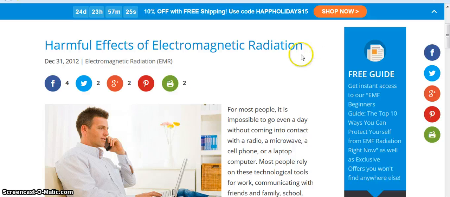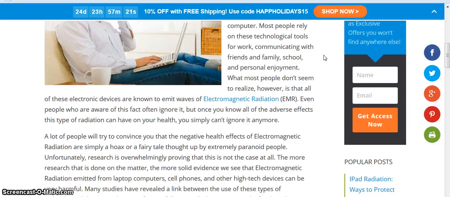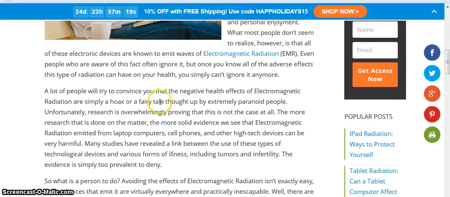So here's a quick little thing that you should know. Harmful effects of electromagnetic radiation. A lot of people will try to convince you that the negative effects of electromagnetic radiation are simply a hoax or fairy tale. But what they're saying is research is overwhelmingly proving that this is not the case at all. Link below. Please feel free to read it. Thank you.